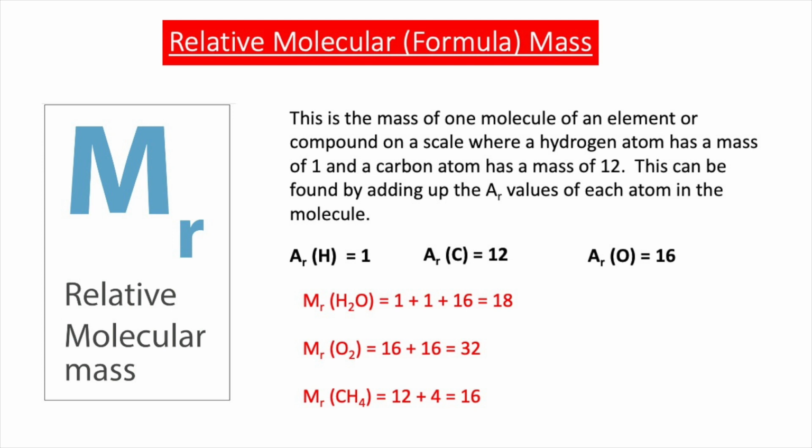Now, if I'm asked to work out the MR value of O2, oxygen molecules, it would be 16 plus 16, which would be equal to 32, because an oxygen molecule is made up of two oxygen atoms, each with an AR value of 16. And if I'm asked to work out the MR value of CH4, this would be 12 plus 4, which would be equal to 16, because carbon has an AR value of 12 and hydrogen has an AR value of 1, and there's 4 hydrogens in CH4.